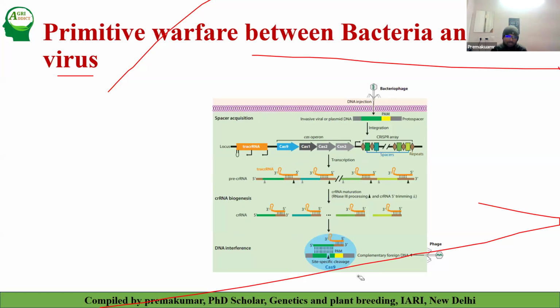Then it will accumulate. For example, again the green color bacteriophage will come. The green color CRISPR RNA will associate with the Cas9 protein. Then first it will recognize and bind, and then Cas9 will come and degrade the viral DNA. Okay. If you have not understood, please watch the video.